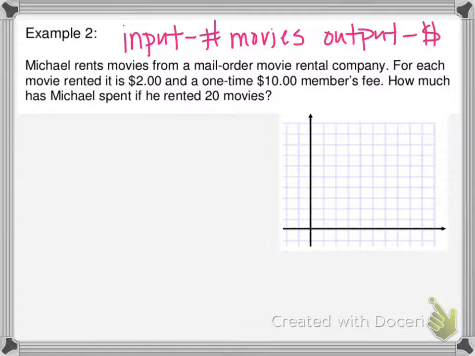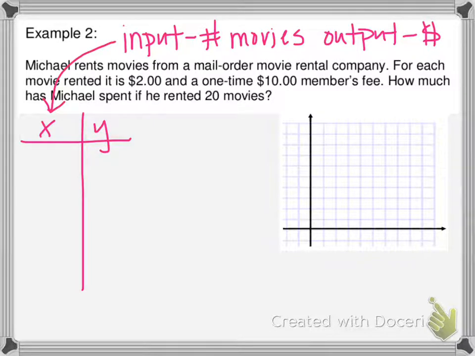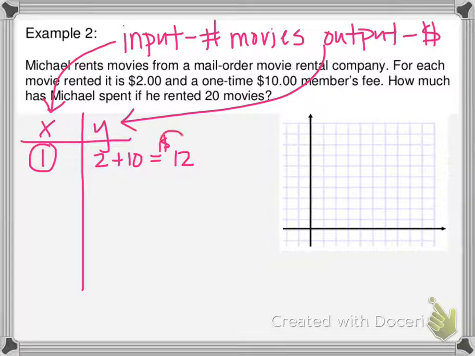Okay, so let's go ahead and make an XY chart and look at the data a little bit. Remember that X is the number of movies, that's our input, right? And our output is the cost. For example, let's say he rents one movie. It's going to cost him $2 plus he has to pay a one-time $10 fee. So it's going to equal $12 if he rents one movie. So there's one input-output pair. When my input's 1, my output's 12.